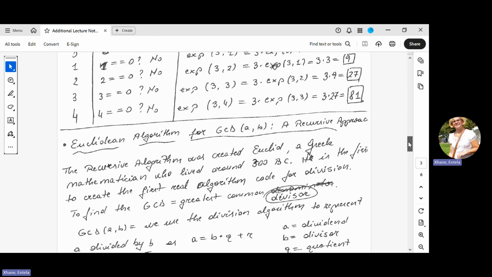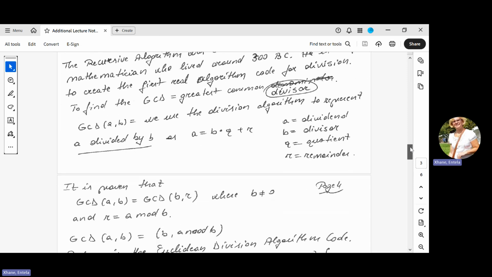Euclid used a recursive idea to compute the greatest common divisor, GCD, of A and B. So what is the greatest common divisor of A and B? Now we need to know what A is and what B is. A is the dividend, B is the divisor. So by finding the greatest common divisor between a dividend and divisor, Euclid created for the first time not only the first algorithm code, but the foundation of what was known later on as the long division algorithm.